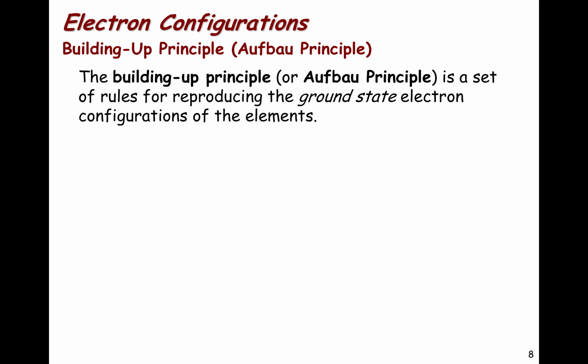This then brings us to the so-called building up principle, which is a way of figuring out how to put electrons into the various shells and subshells. This is sometimes referred to as the Aufbau principle, which is German. The word Aufbau means building up. And so we will use the rules to describe the so-called ground state electron configurations. The ground state, of course, is the lowest energy situation for each of the elements.